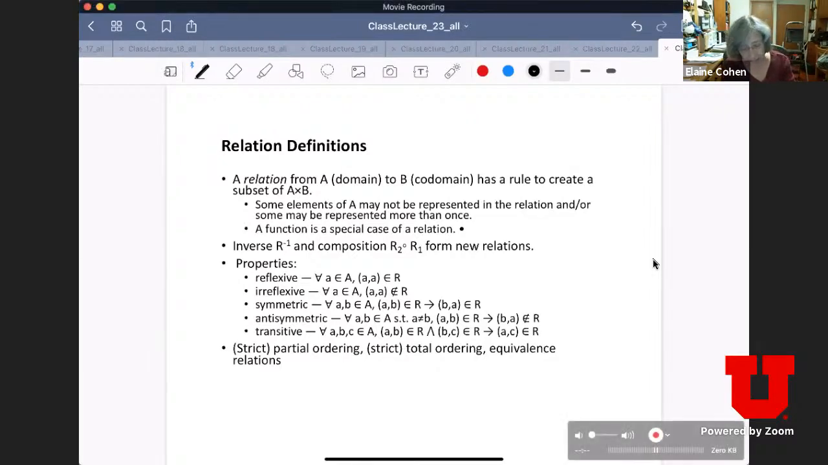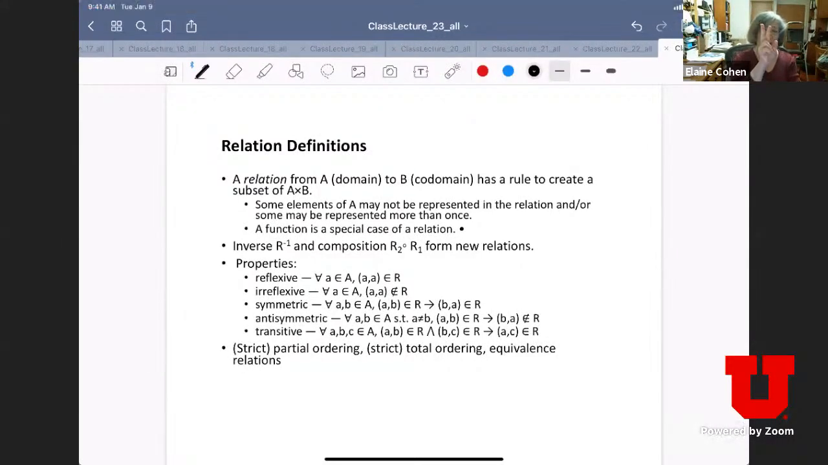So we talked about inverse relations. What are inverse relations? They're the ones where we flip the order. Remember, the Cartesian product is an ordered pair in the case of 2, and the inverse flips it. And composition forms new relations.